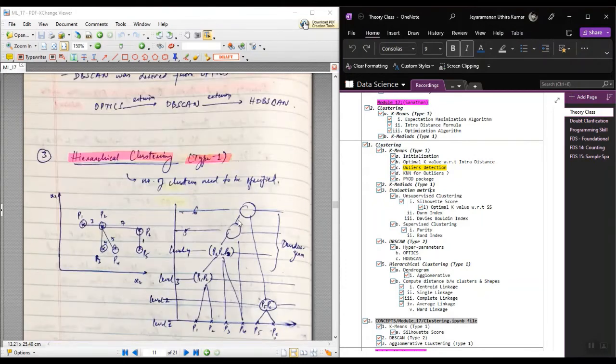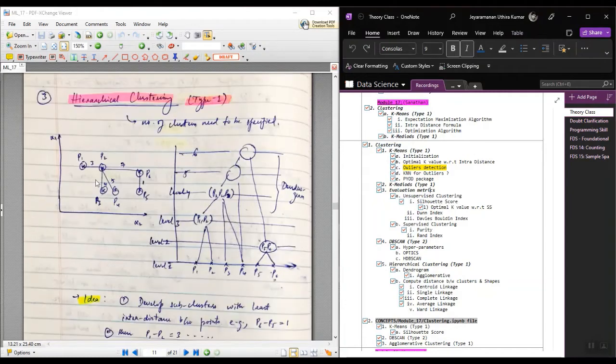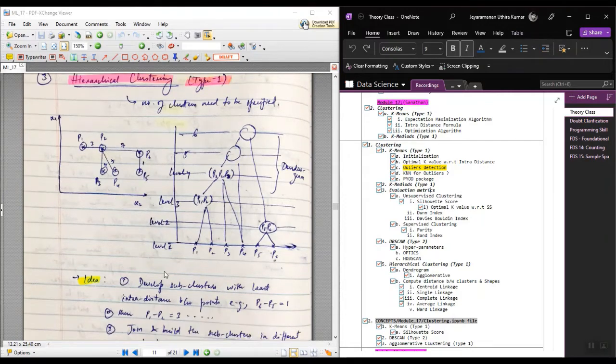So again, another algorithm of type 1, in which we have to specify the number of clusters, is called hierarchical clustering. One of the advantages of this algorithm is that we can choose how many clusters we want. If you have a data set like this, and you know the distance between every point, it builds a dendrogram, a tree-like structure, from bottom up as well as top to bottom. Best is to create a tree from bottom up.